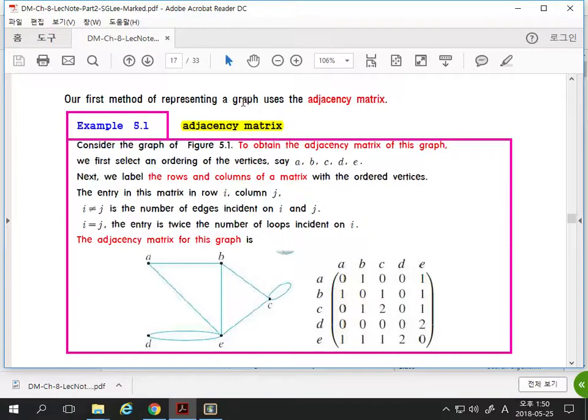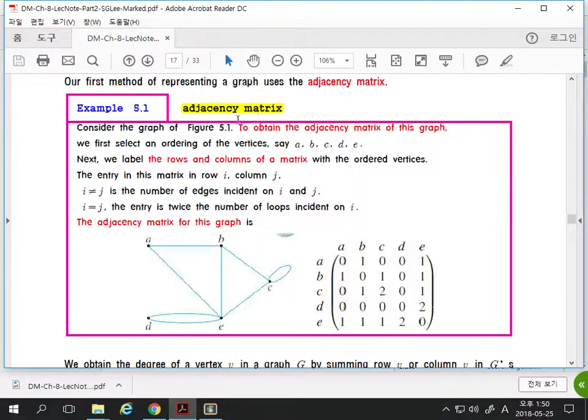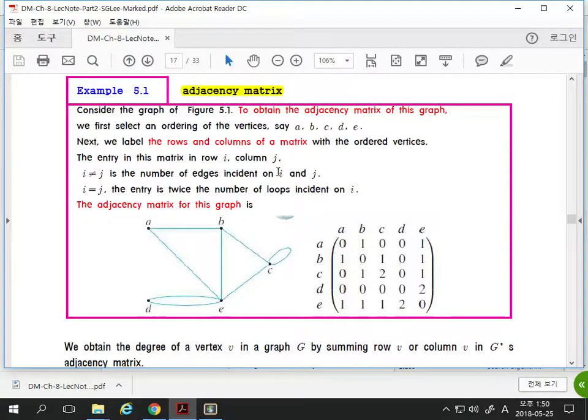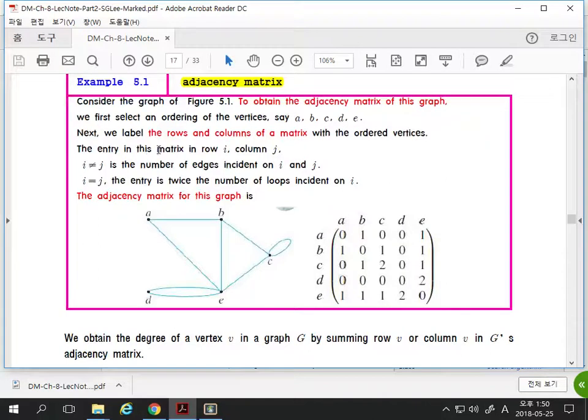Our first method of representing a graph uses the adjacency matrix. Here is the definition of an adjacency matrix. From a graph, we can obtain a matrix. The correspondence is like this. The entry in the matrix at row i, column j is, if i is not equal to j, the number of edges incident on i and j. If i is equal to j, then the entry is twice the number of loops incident on i.